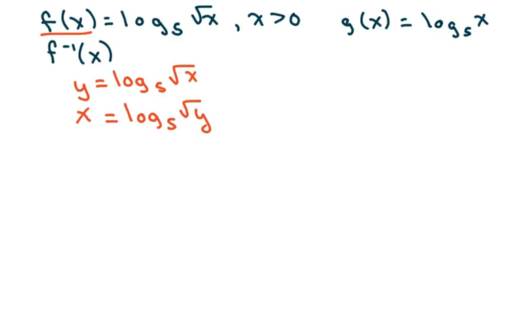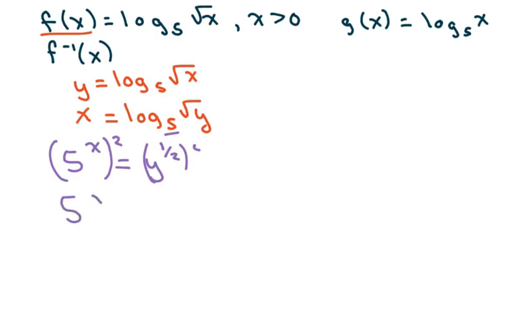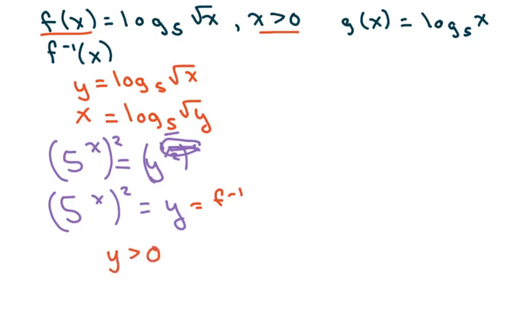So I'm going to write my base is 5. So 5 to the x equals square root of y. Or I could say y to the 1/2. Now I'm going to square both sides. So basically I get 5 to the x, squared, equals y, because this will cancel out here. Now, they want to know what the range of this is. Well, the range of your inverse, so this is your inverse, is just the domain of your function. So the range is y is greater than 0.